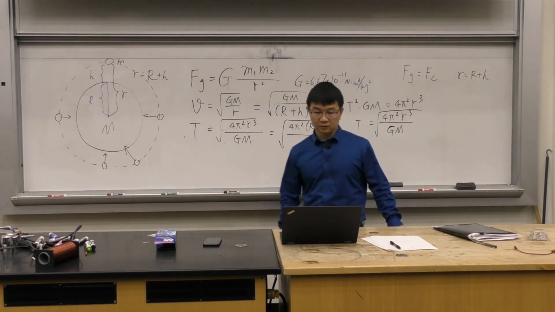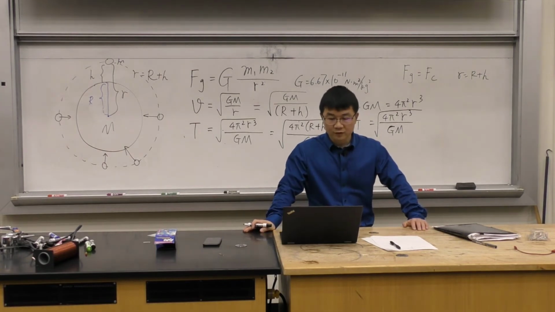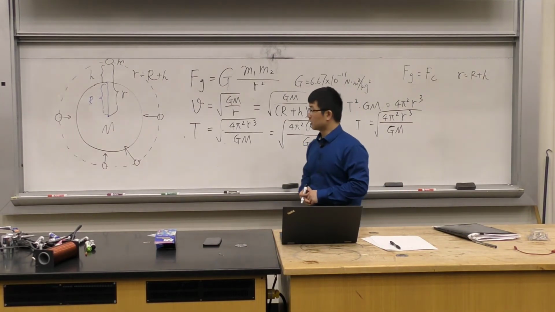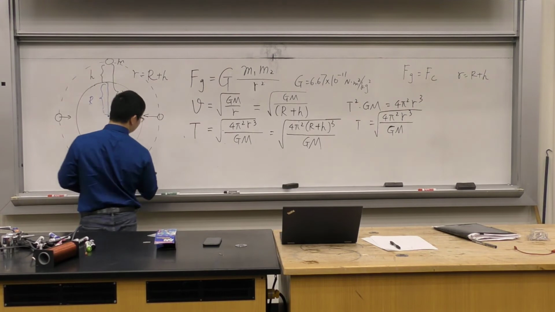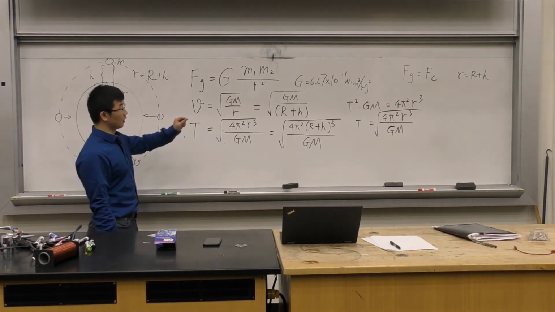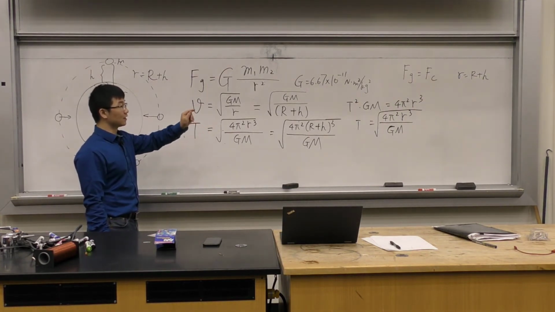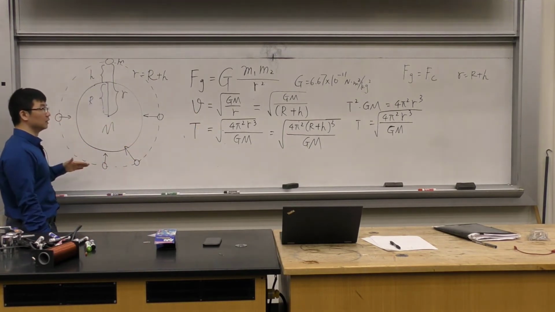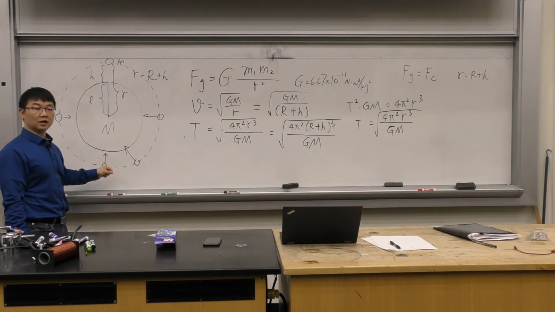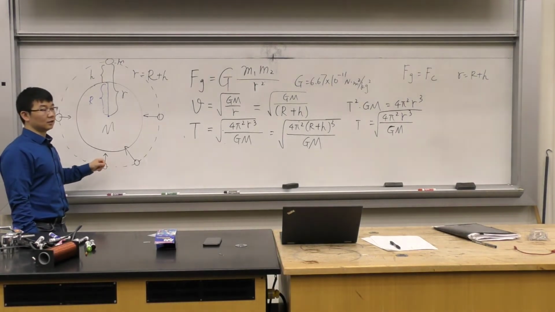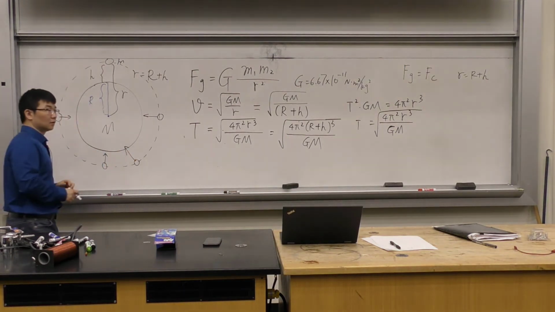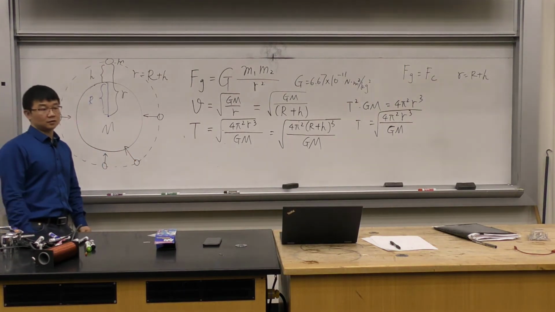And then you can see that the speed and period, both of them don't depend on anything other than the radius or the height, right? So any satellites in the same orbit will always have the same r or the same h, so they will always have the same speed and period, okay? And that makes sure that these satellites, when they are in the same orbit, are not going to collide with each other.